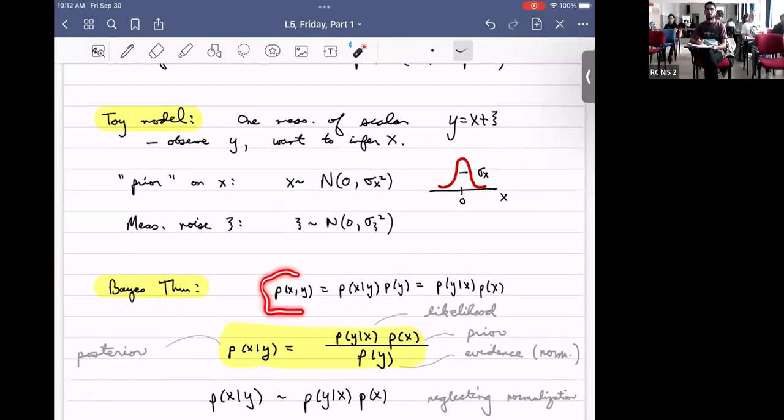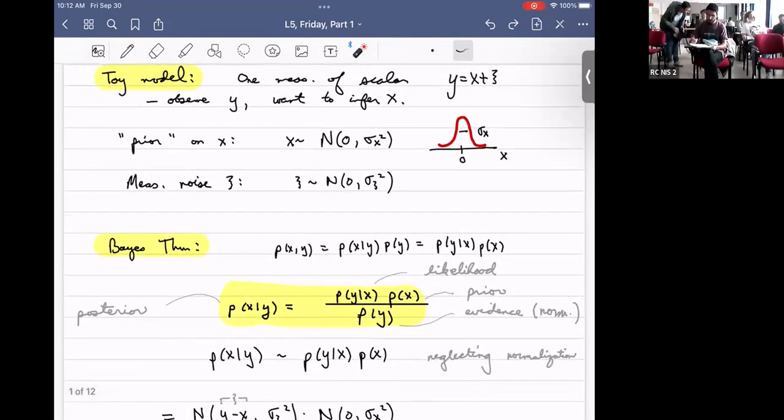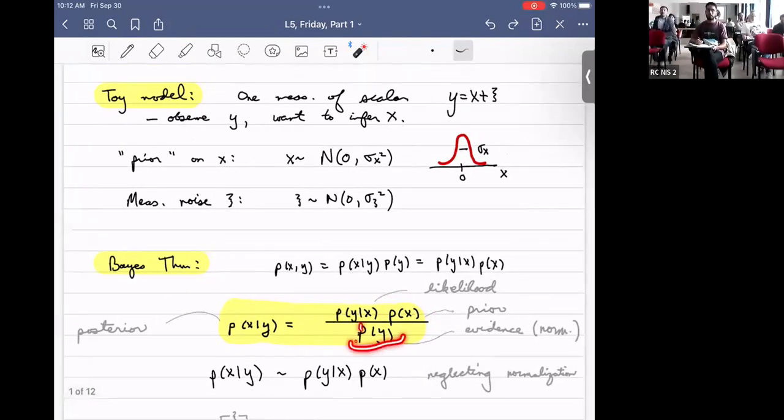So remember that the joint probability of X and Y can be factored either as the conditional probability of X given Y times P of Y, or P of Y given X times P of X. Rearranging this gives us Bayes' theorem, which says that the probability of X after we incorporate Y is P of Y given X, known as the likelihood, times P of X, which is the prior. Then there's a normalizing constant P of Y, which is called the evidence, but often is calculated just to make sure that this is a bona fide probability density function that integrates to one.